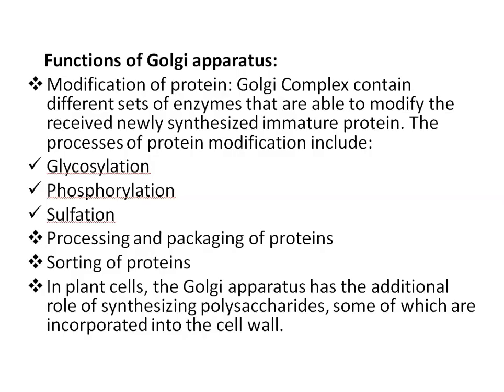Glycosylation is a process of addition of sugar molecules and takes place in the middle and trans cisternae. It results in the formation of glycoproteins. Then phosphorylation. It is the process of addition of phosphate groups and occurs in cis cisternae. Sulfation is the process of addition of sulfate groups into amino acids of proteins.